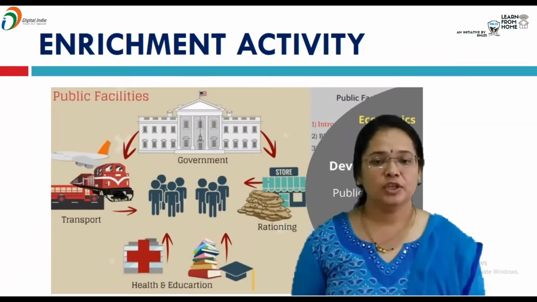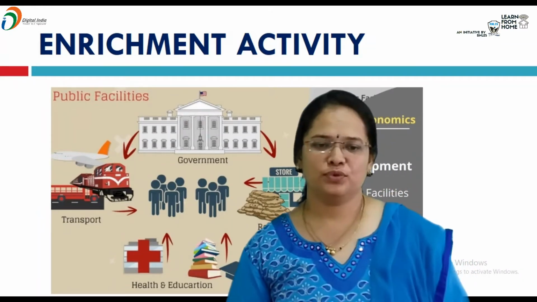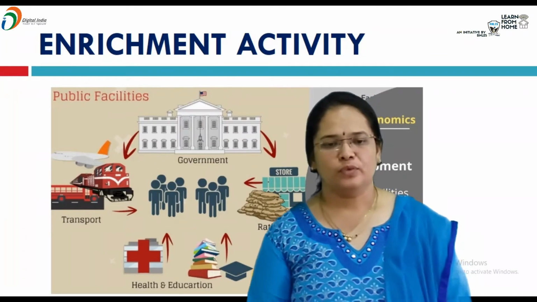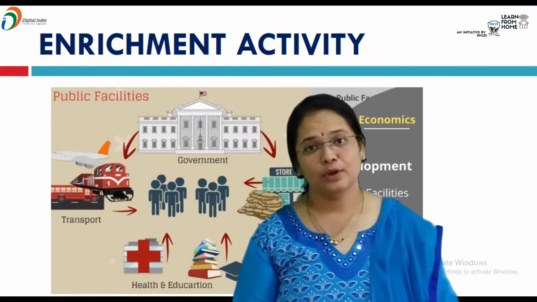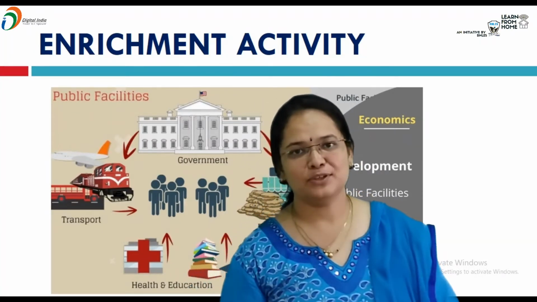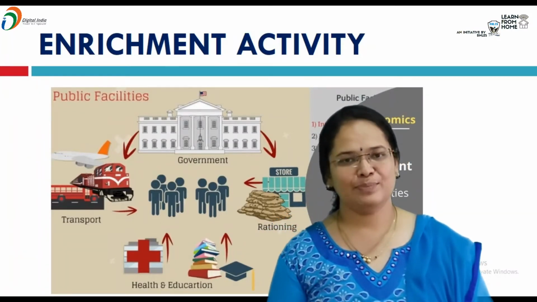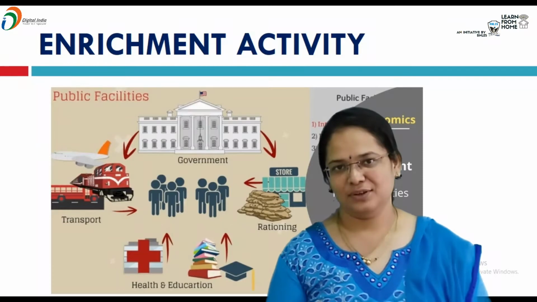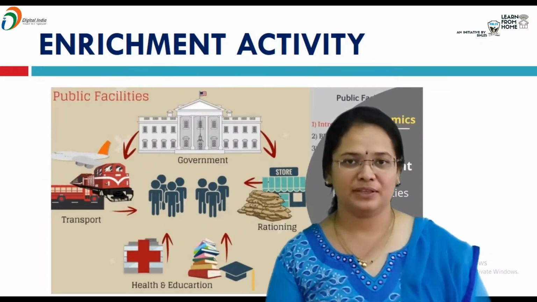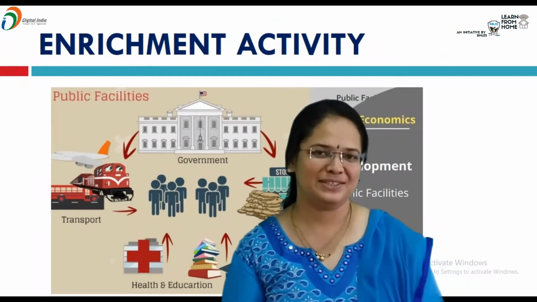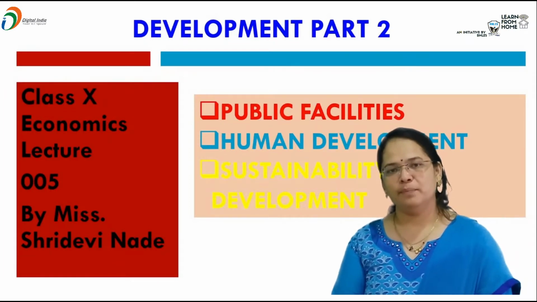Okay, so here you are able to see the public facilities, development facilities: transport, government, ration store, health, education, and many more public facilities provided by the government. Now you will form a question over it, a 5 marks question. So please try to find, by seeing the picture, what the question and answer will be, in point-wise form, five points you will be able to write. There is a question, definitely 5 marks. So form the question from the picture: public facilities, human development and sustainability of development.